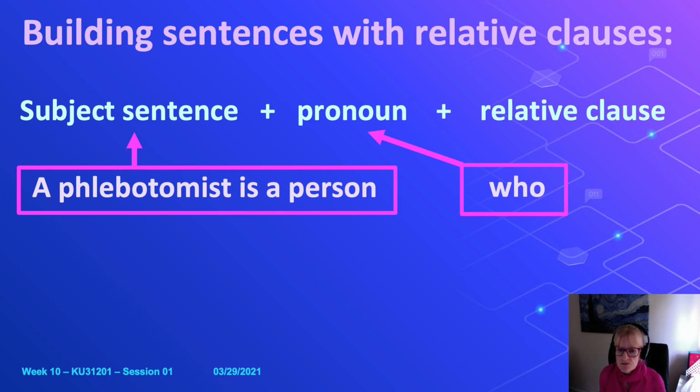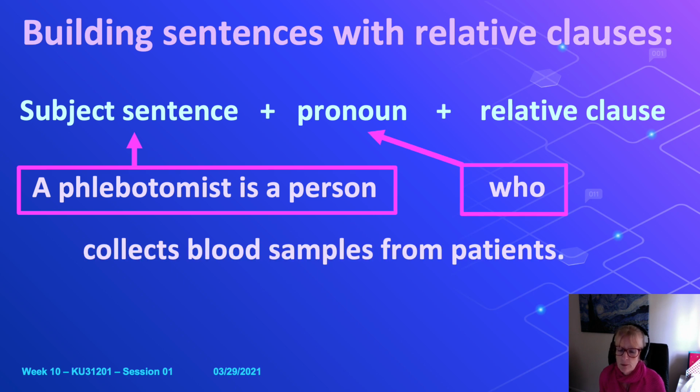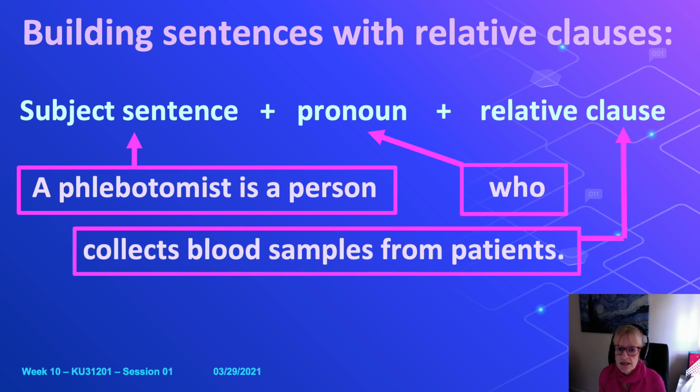And then the correct relative clause to give us the extra information about a phlebotomist is collects blood samples from patients. So our full sentence is, a phlebotomist is a person who collects blood samples from patients. So the next time you go for a blood test, you'll know that the person who is taking the blood out of your arm is a phlebotomist.